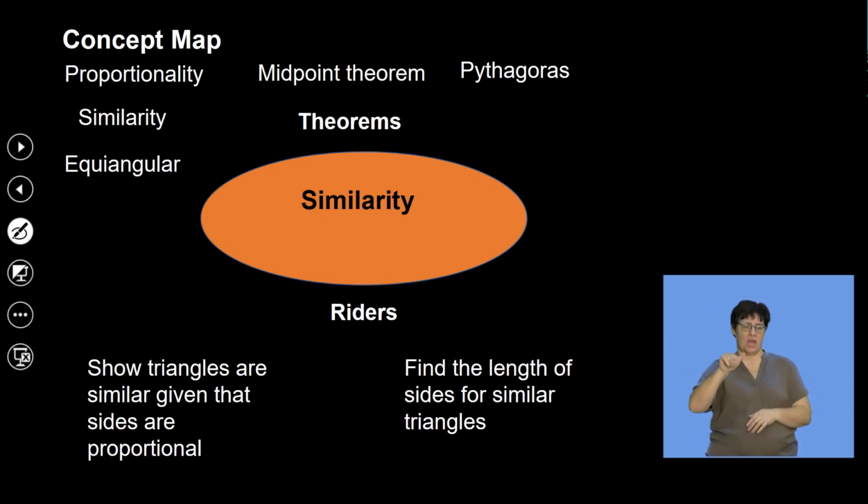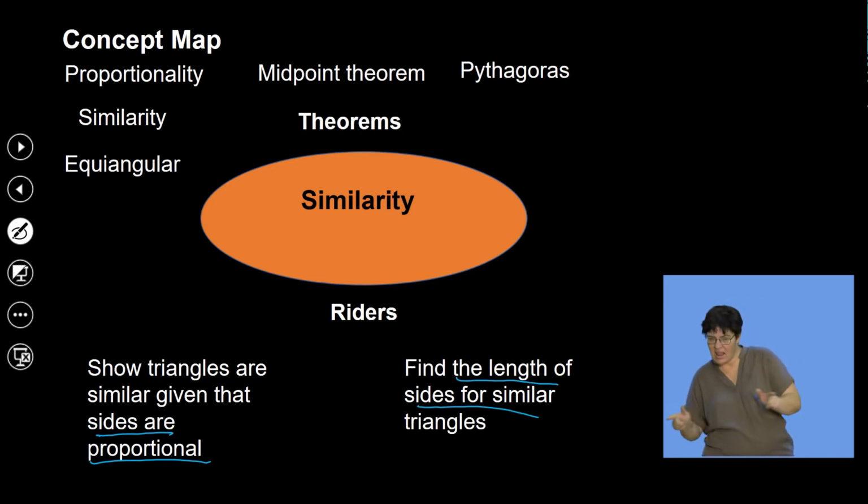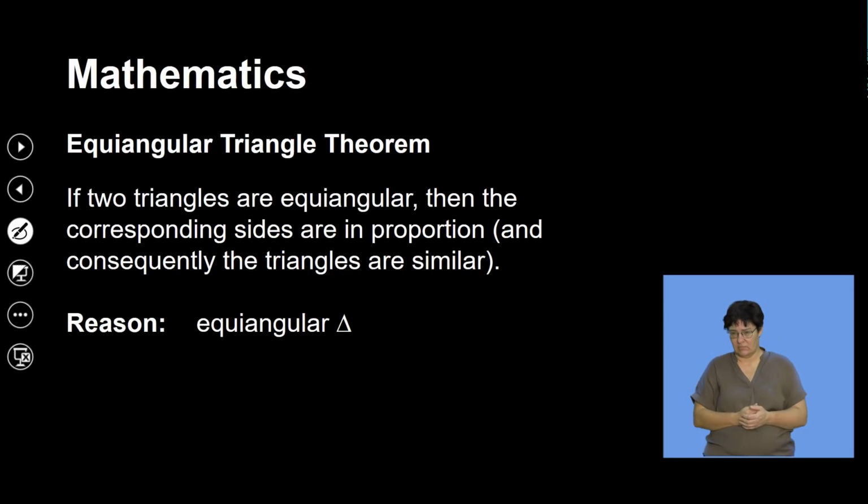Then the riders, I said to you, at times you will be required to show that triangles are similar, given that the sides are in proportion, or they will want you to find some lengths there. That's when they give you, if it is equal to 20, then find, you see. So those are those kinds of questions.